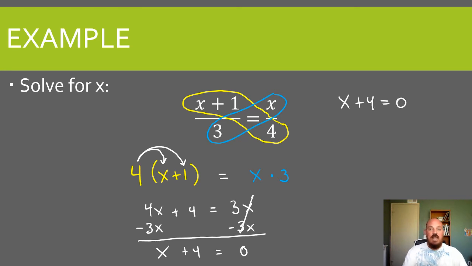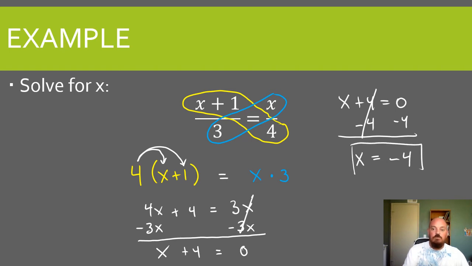Our goal is to isolate x. So I'm going to do a minus 4 on both sides of the equation. The plus 4 and the minus 4 cancel. The x drops down. And for my final answer, 0 minus 4 is negative 4. So your answer for that question is negative 4.